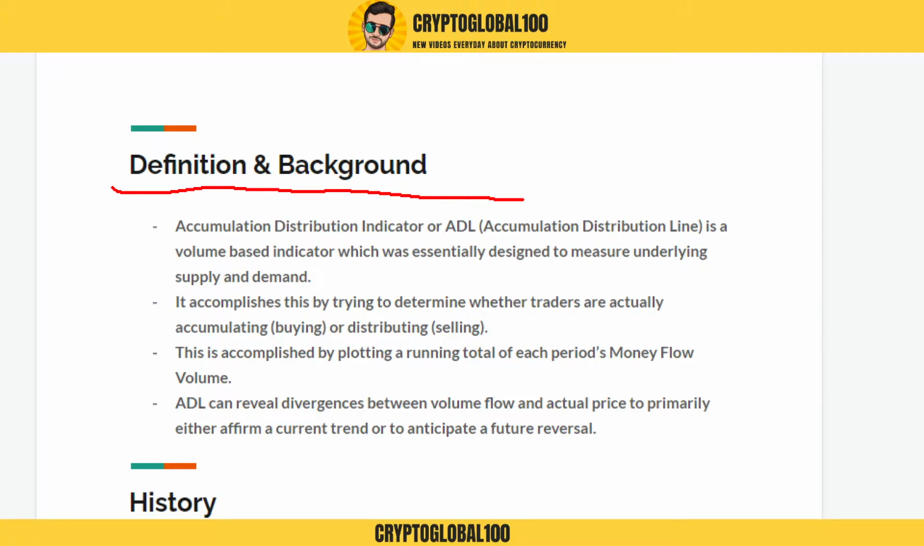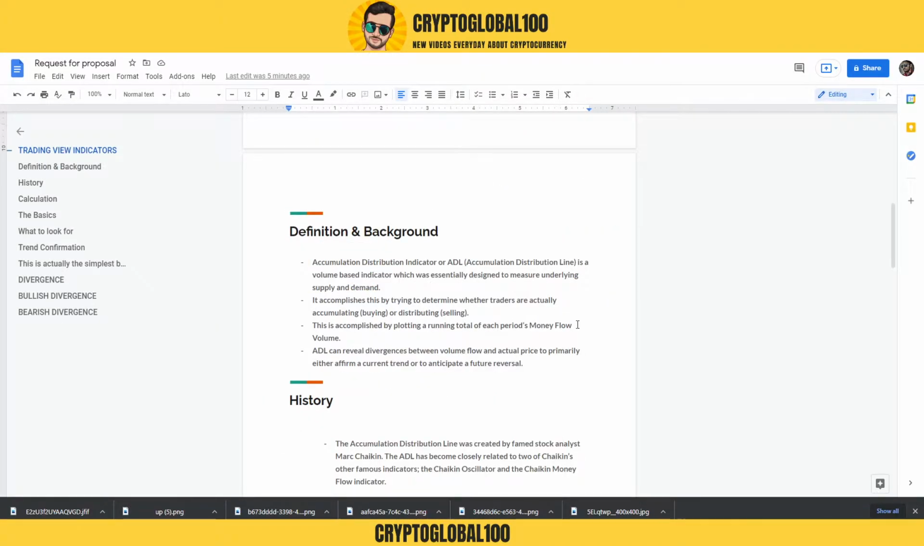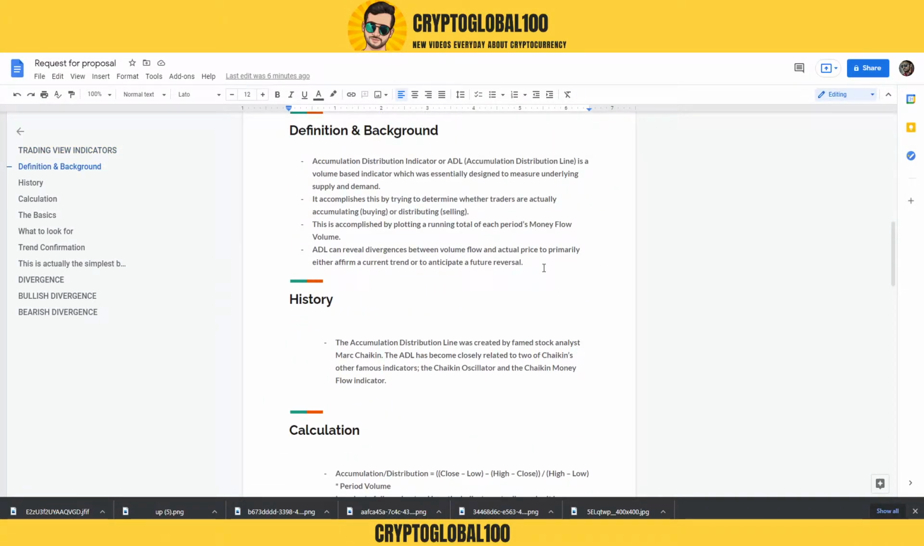It is a volume based indicator which was essentially designed to measure underlying supply and demand. Demand is the support area, supply is the resistance area. You just keep that in your mind. Accumulation means buying, distribution means selling. I want to keep it as simple so that you guys can easily understand.